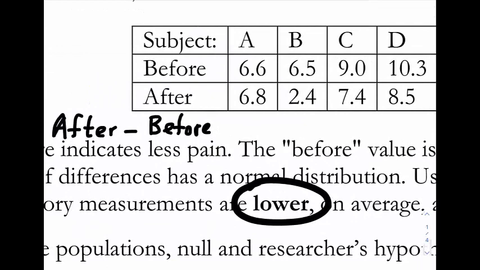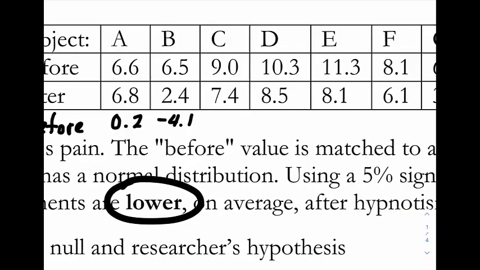So we want to do that for the first subject. And we notice for subject A, the after was actually more pain than the before. So when you take the after minus before, in this case, we'll get positive 0.2. However, for subject B, if we subtract 2.4 minus 6.5, we get negative 4.1. I've already done the calculation for these, but it'd probably be best if you grab a calculator and do these along with me so that you get used to that pattern of after minus before.